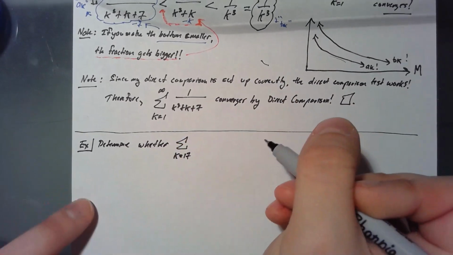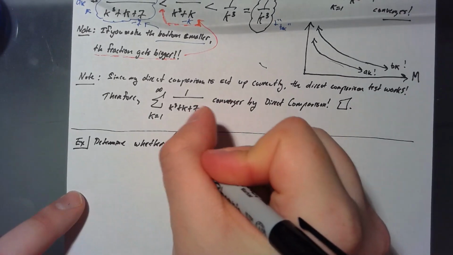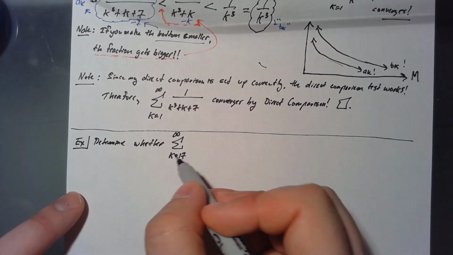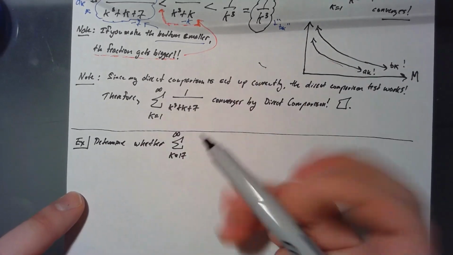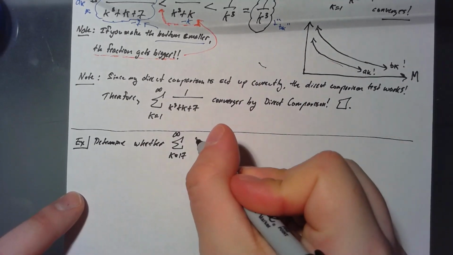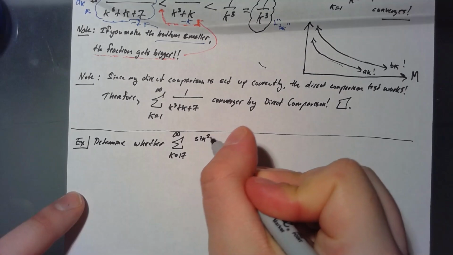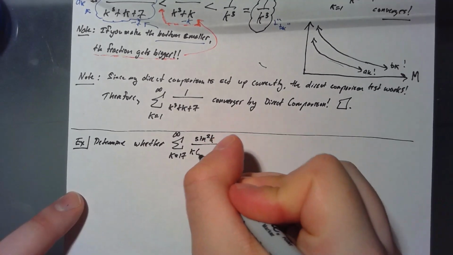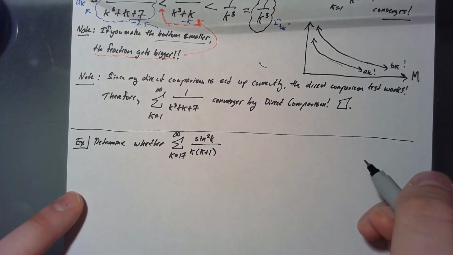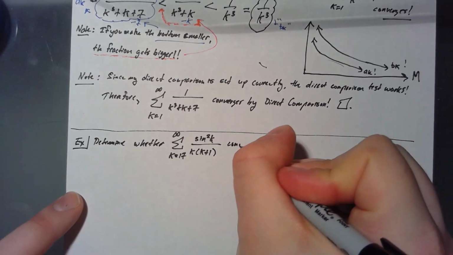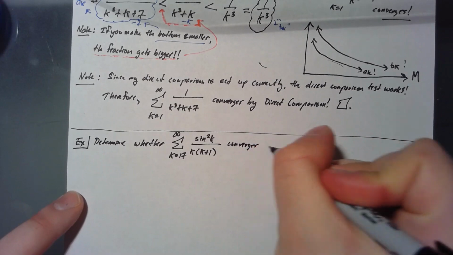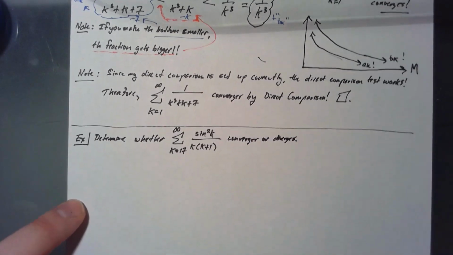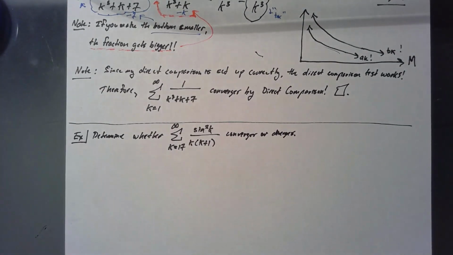K equals 17, oh man. Yeah, where it starts is really irrelevant. It starts at k equals 1, k equals 0, k equals 10, whatever. Of the series of sine squared of k over k times k plus 1, determine whether that converges or diverges.